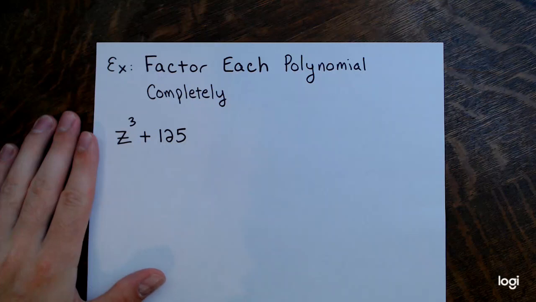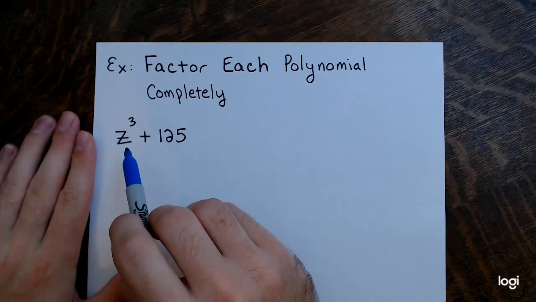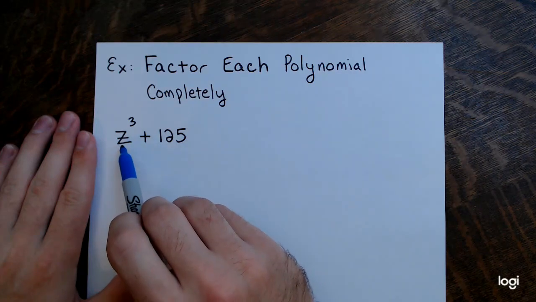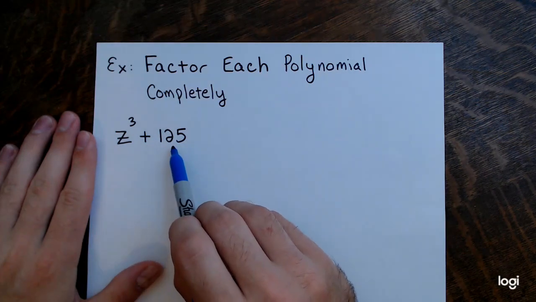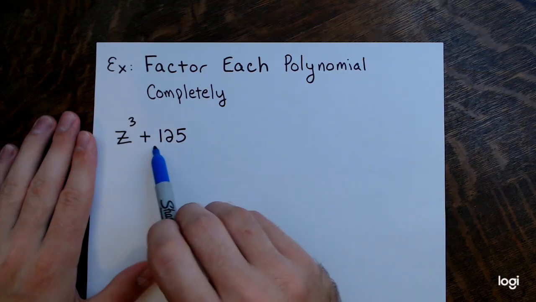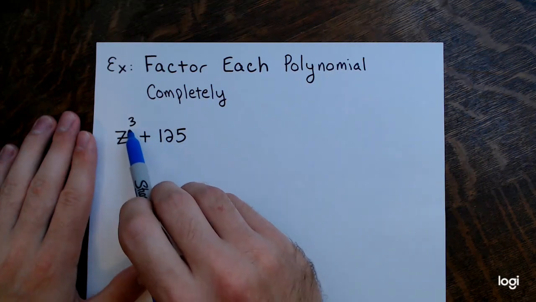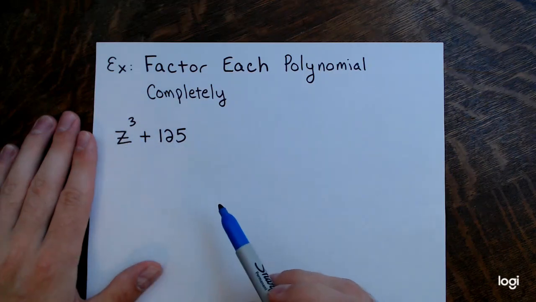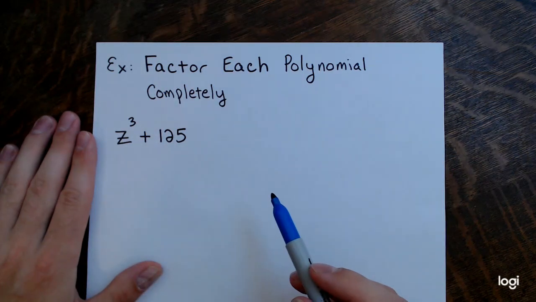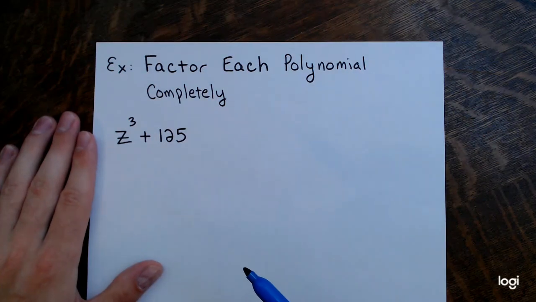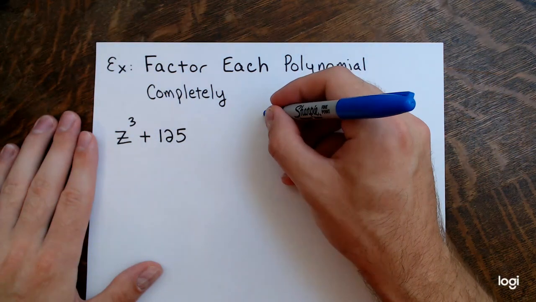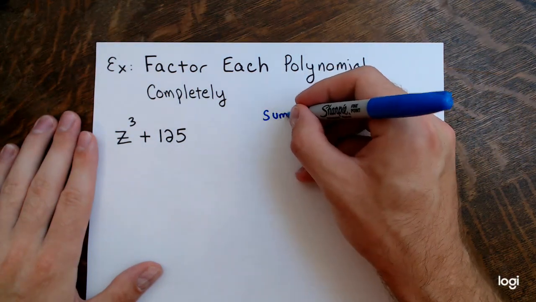Now, some things I'm noticing I want to point out are that this is two terms, z cubed, positive 125, right? It is a sum, right? And I'm seeing powers on the variables that are a multiple of 3. So anytime you have a variable to a power that's a multiple of 3, you have something that can be written as a cube. So this is going to be a sum of cubes.